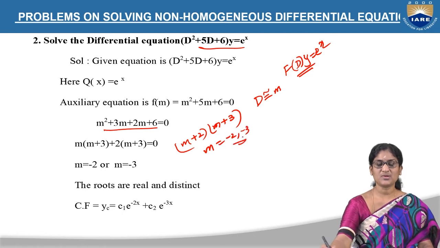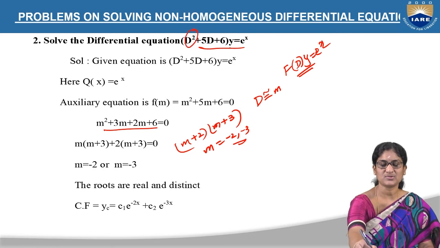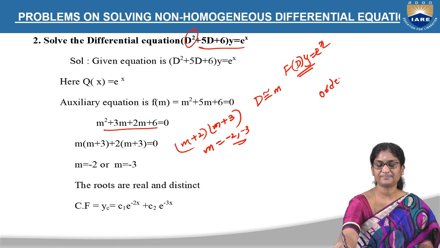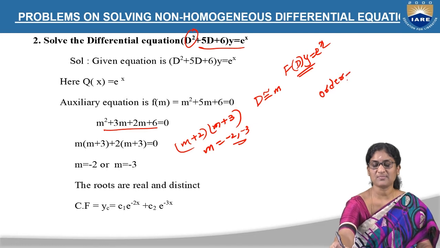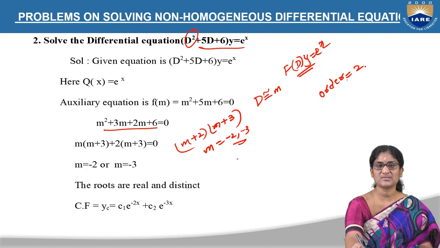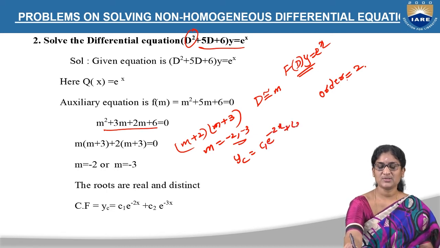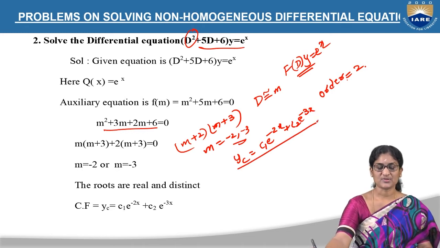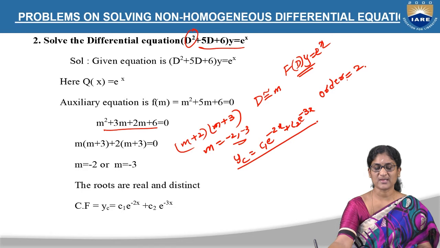So we have got only two roots because the order of the differential equation is 2. So order is 2, therefore the number of roots m also is equal to 2. These two are real values, minus 2 and minus 3 are real numbers. So how to get the yc value, that is c1 e to the power of minus 2x plus c2 e to the power of minus 3x. So the roots are real and distinct, therefore the complementary function is given by yc is equal to c1 e to the power of minus 2x plus c2 e to the power of minus 3x.